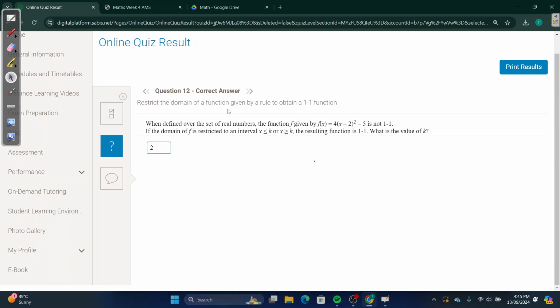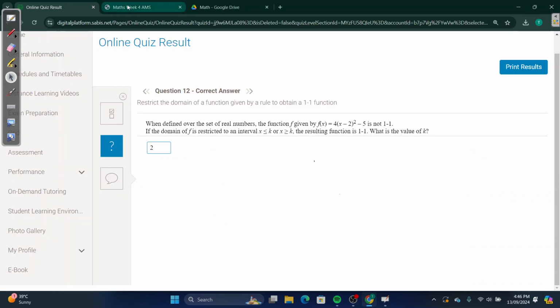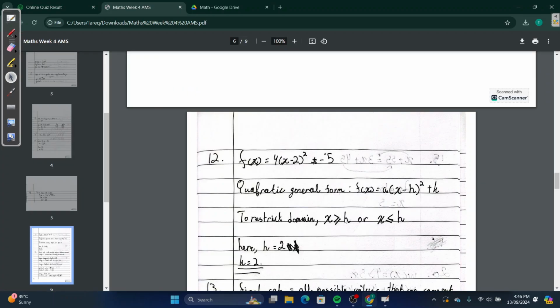When defined over the set of real numbers, the function f given by f of x equals 4 times (x minus 2) squared minus 5 is not one to one. If the domain is restricted, okay. What you do here, you have something called the quadratic general form. F of x, or y, since y is the range, and what you get as the value when you're done with the function is your range, so they're the same, is equal to a times (x minus h) squared plus k. Now to restrict the domain to make it one to one, x can be greater than or equal to h or x can be less than or equal to h. So you can accept both answers.